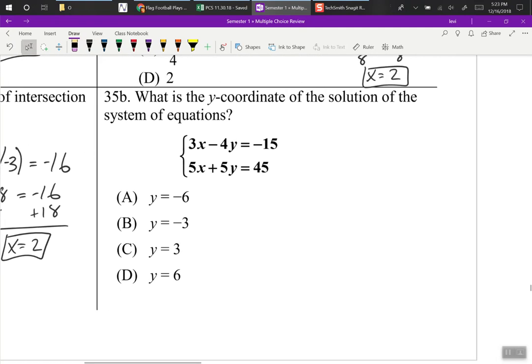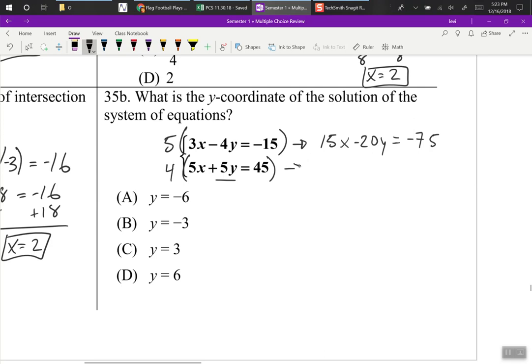35b. Same idea here. None of the equations are solved for, and one of them is positive and negative. So let's eliminate the y's here. So my numbers are 4 and 5. They both go into 20. So let's make a negative 20 and a positive 20 by multiplying by 5 here, and we get 15x minus 20y equals negative 75. And on the bottom half, we want to multiply 5y by something to get positive 20y, so that would be 4.